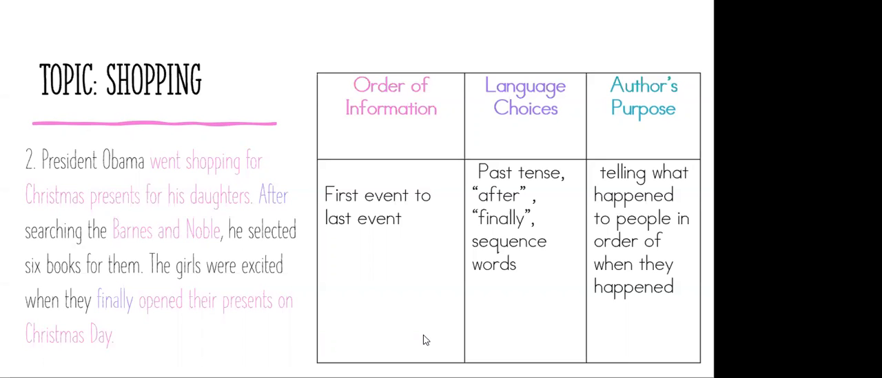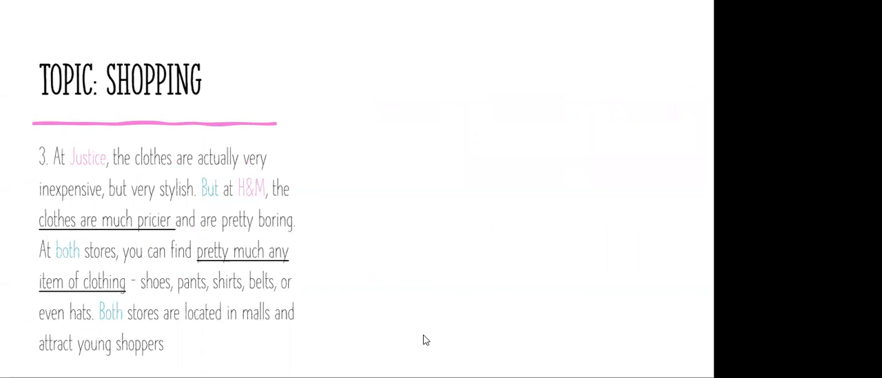Wonderful job. Let's now read the 3rd paragraph together. At Justice, the clothes are actually very inexpensive, but very stylish. But at H&M, the clothes are much pricier and are pretty boring. At both stores, you can find pretty much any item of clothing: shoes, pants, shirts, belts, or even hats. Both stores are located in malls and attract young shoppers.